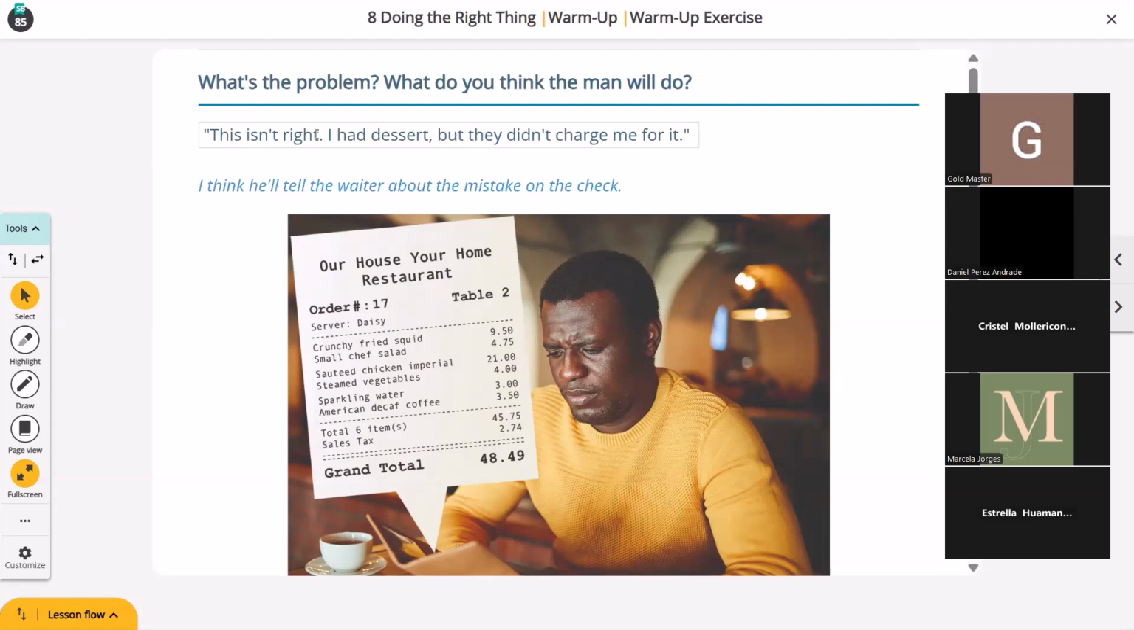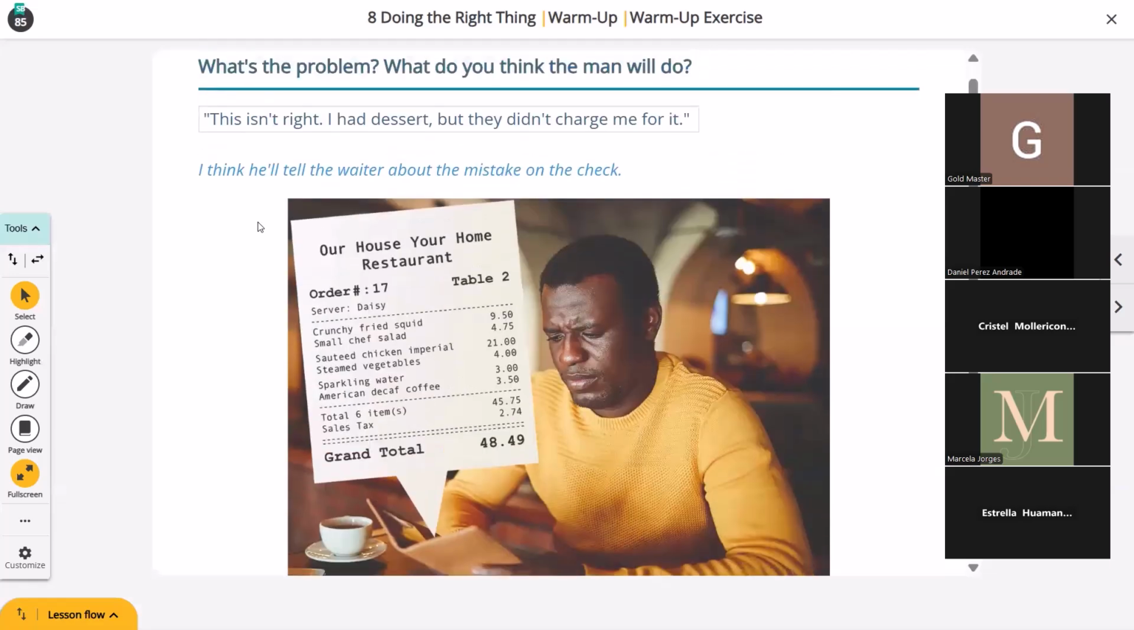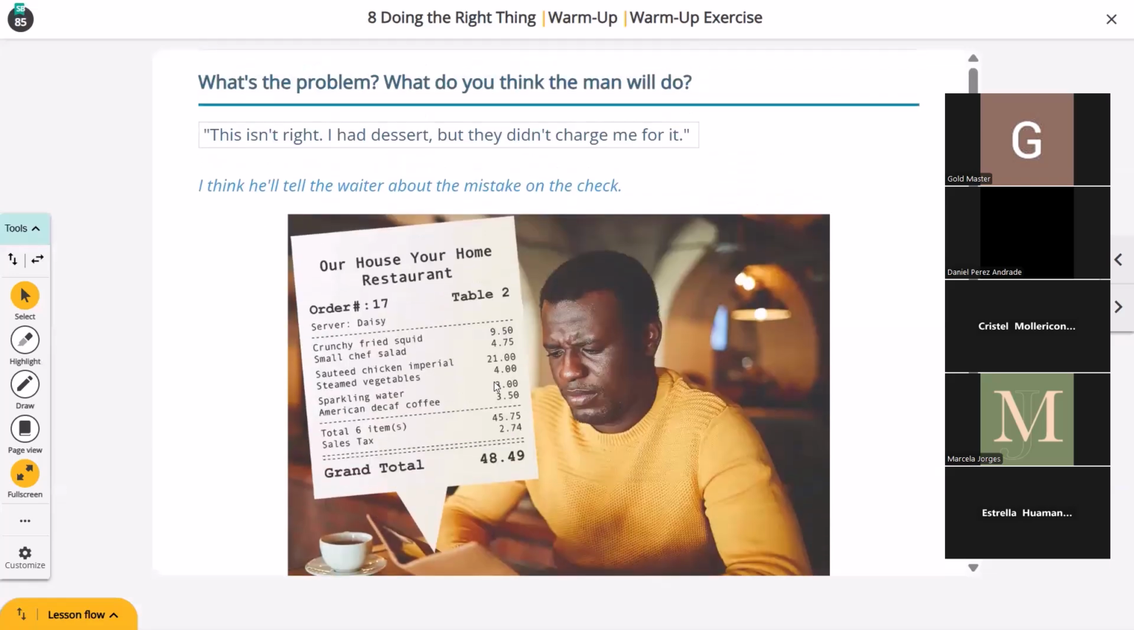This isn't right. I had dessert, but they didn't charge me for it. Charge me for it, okay? That means in this case that something is not correct here, right? He had a dessert in this case, yes, but the people did not put it on the bill, right? So in this case, what do you think this man will do? Talking about doing the right things.